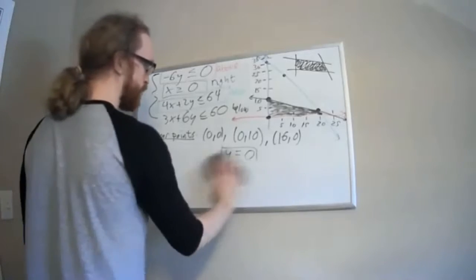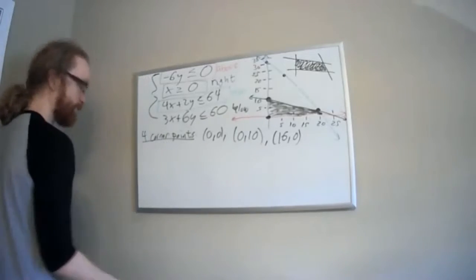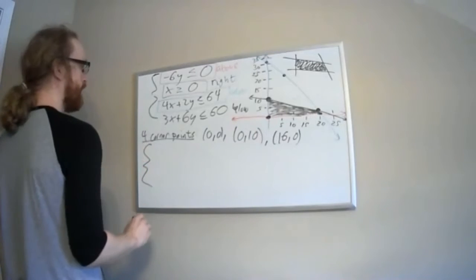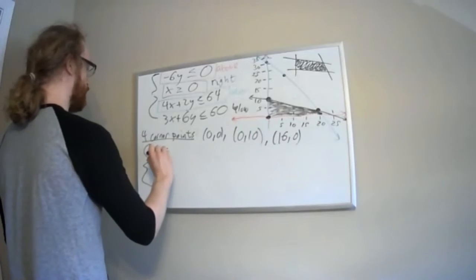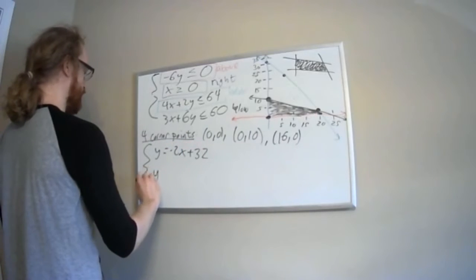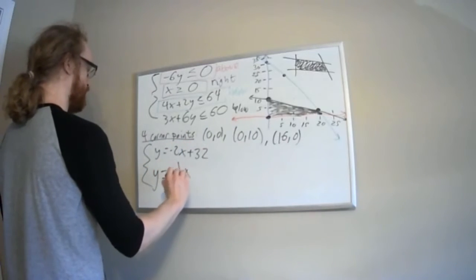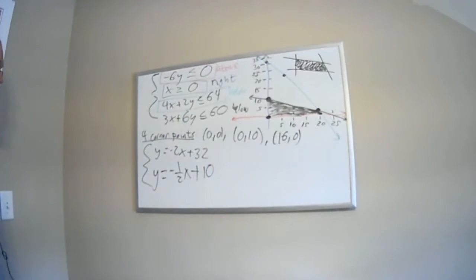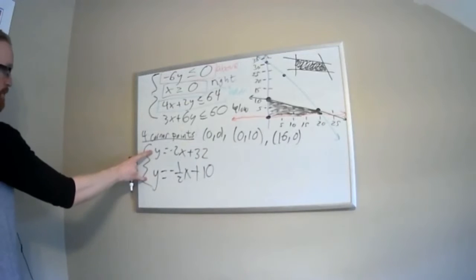Finally, there's one more corner point, which says it's the intersection of the green and the black lines. The green was, again, y equals negative 2x plus 32, and the black was y equals negative 1/2 x plus 10. So now I have to solve this system of equations.